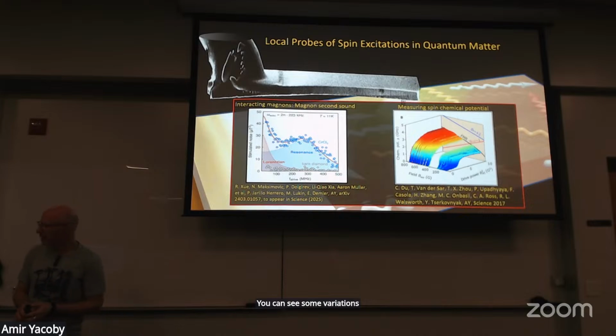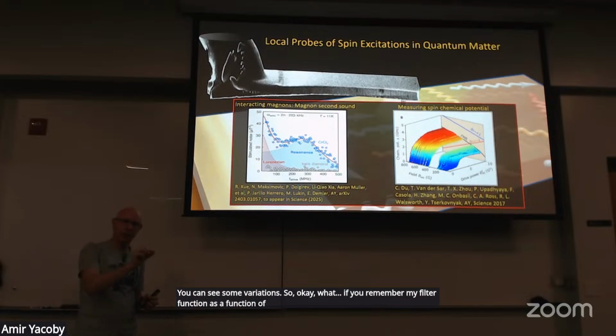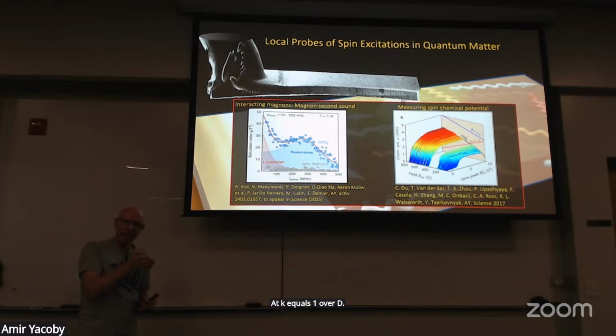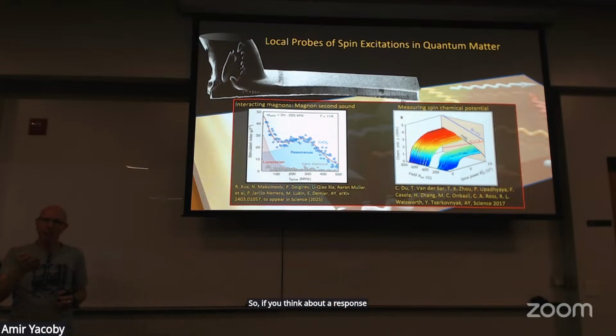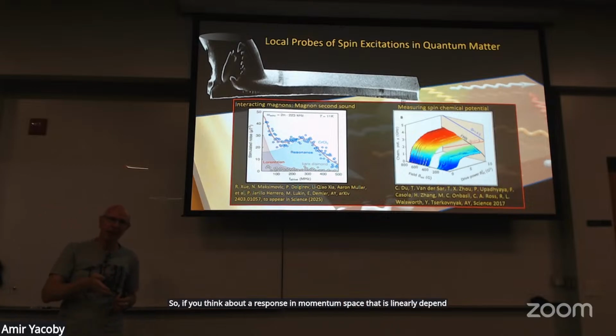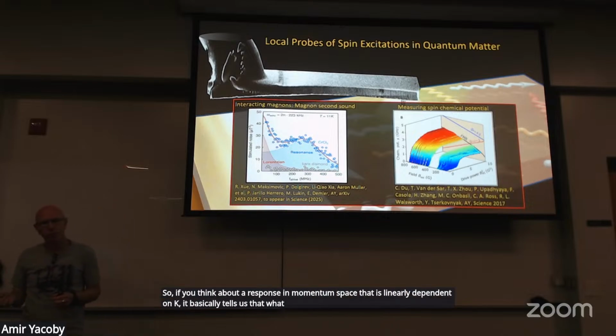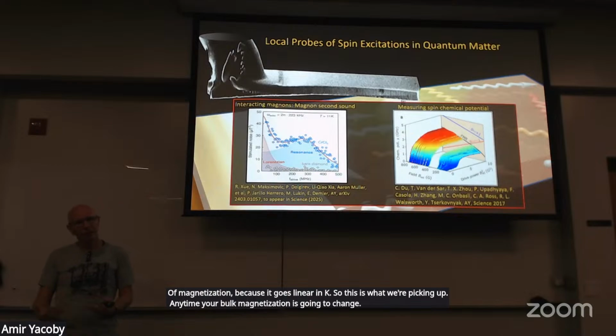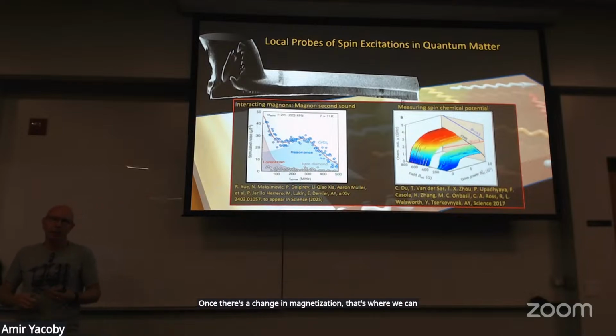So okay, if you remember my filter function as a function of momentum, it goes to 0 for k equals 0. It's exponentially small for large k, and it peaks at k equals 1 over d. Its rise from k equals 0 is linear. So if you think about a response in momentum space that is linearly dependent on k, it basically tells us that what our sensor probes are gradients of magnetization, because it goes linear in k. So this is what we're picking up. Anytime your bulk magnetization is going to change, once there's a change in magnetization, that's where we can pick it up. When it's uniform, we can't.